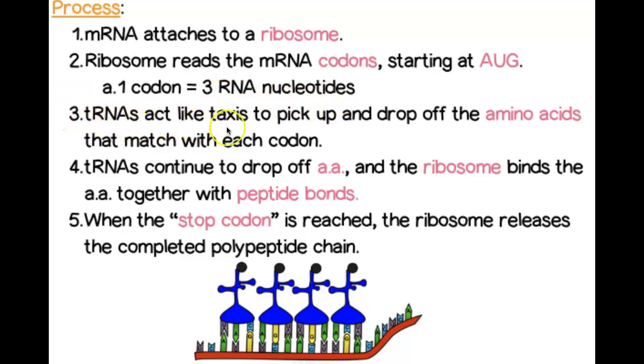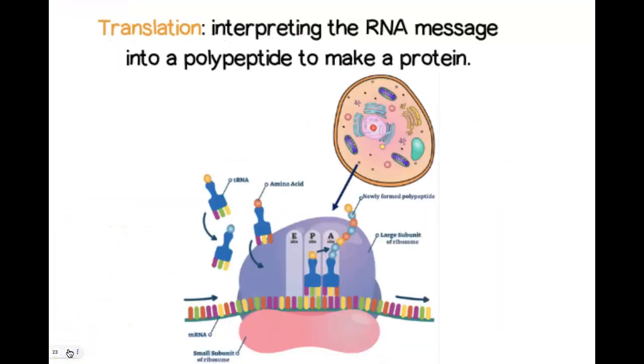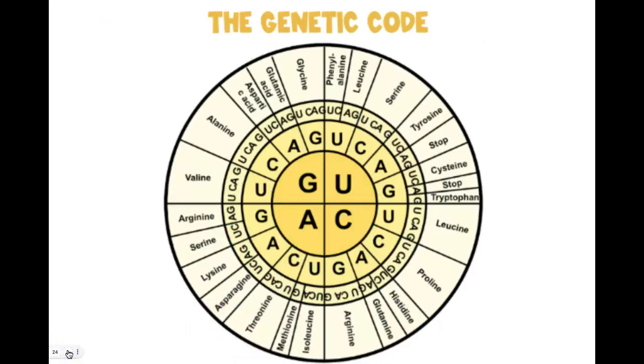Number 3, the tRNAs act like little taxis to pick up and drop off the amino acids that match with each codon. And then number 4, the tRNAs continue to drop off the amino acids, and the ribosome binds the AA, or the amino acid, together with the peptide bonds. And then finally, when the stop codon is reached, the ribosome releases the completed polypeptide chain. So translation is the interpreting of the RNA message into a polypeptide to make a protein. That's the whole purpose.